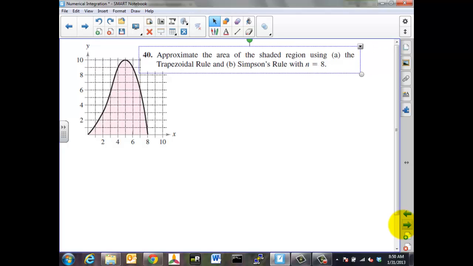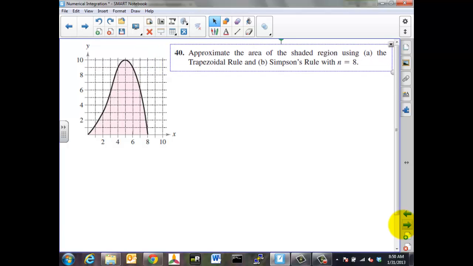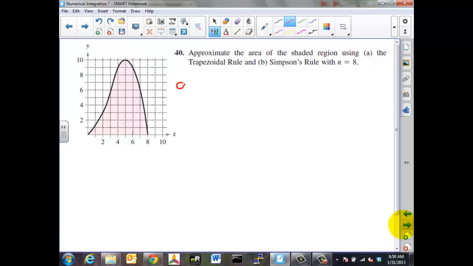Okay, so we're going to do trapezoidal rule first. Okay, n equals 8. All right, so if we're doing trapezoidal rule, we know it's 1/2. How wide are each of our trapezoids? We've got n equals 8. So where are they at here? 1, 2, 3, 4, 5, 6, 7. It's going to be 1 each.